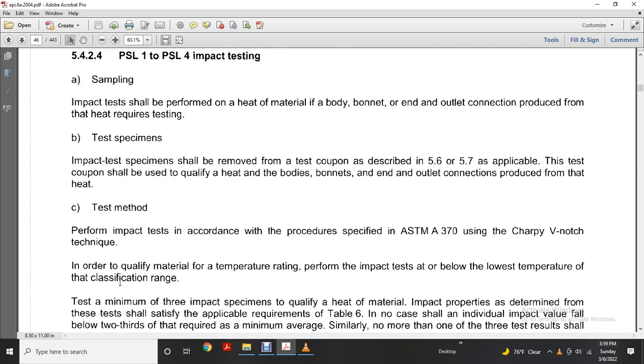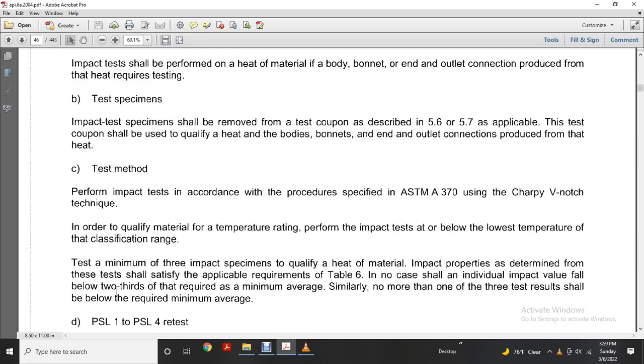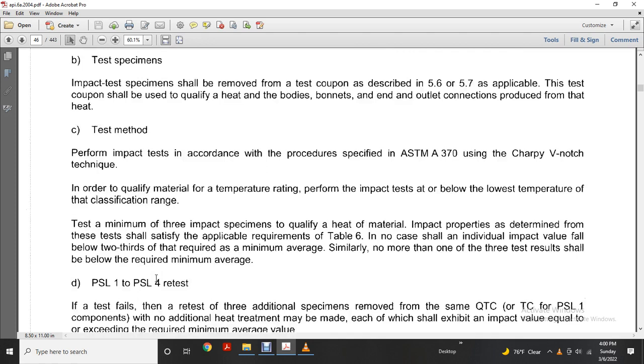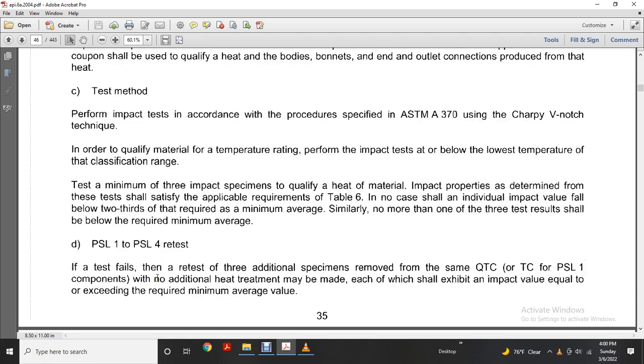with the use of the Charpy V-notch technique in order to qualify the material with the temperature rating. Perform the impact test at the lowest temperature of the classifying range, with a minimum of 3 impact specimens to qualify the heat. The material impact properties determined from these tests shall satisfy the applicable requirement of Table 6. In no case shall an individual impact value be below 2/3 of the required minimum average value, and no more than 1/3 of the test results shall be below the required minimum average, for product specification level 1 and 4.